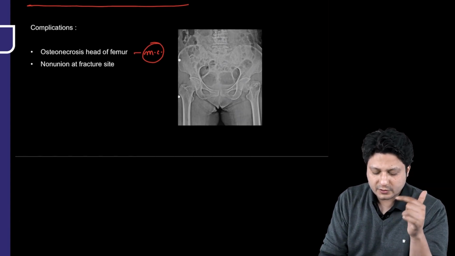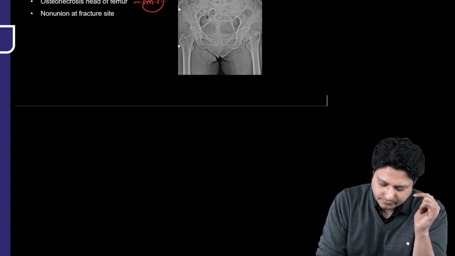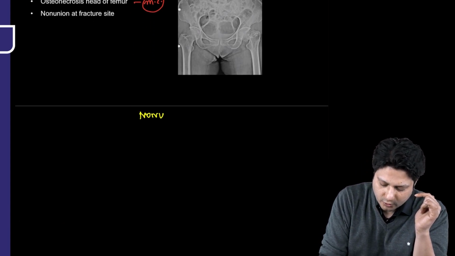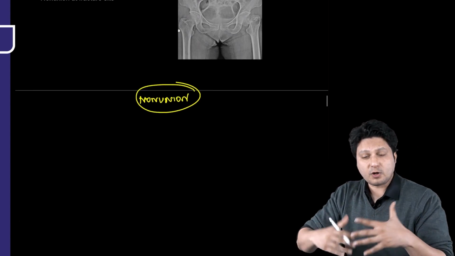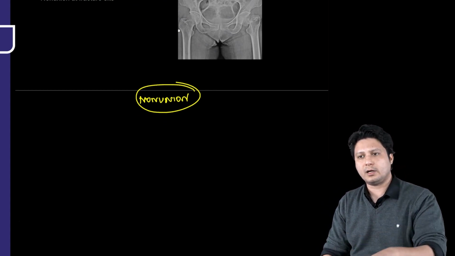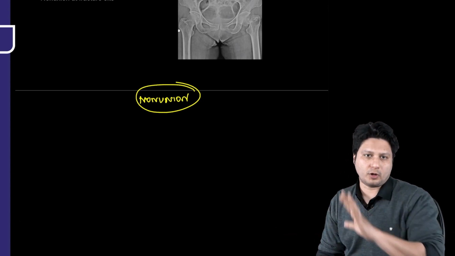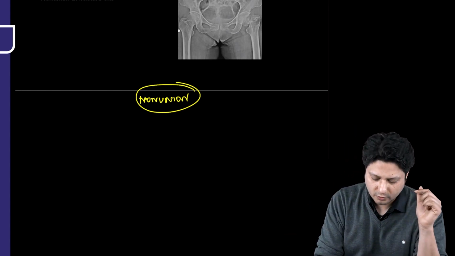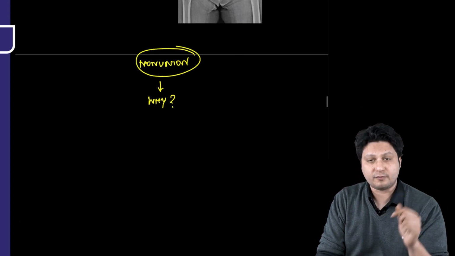All right. Next is non-union at the site of fracture. So you see, this non-union is a prevalent complication in fracture neck of femur. It is a very common complication. Every time you see a patient coming with a fracture neck of femur, all the management protocols are decided on how to limit the possibility of non-union. All right. So the question is, why is non-union such a common complication in fracture neck of femur?